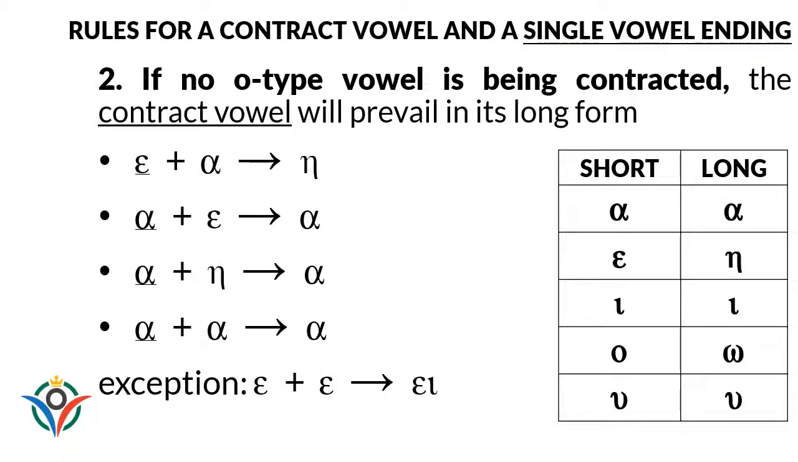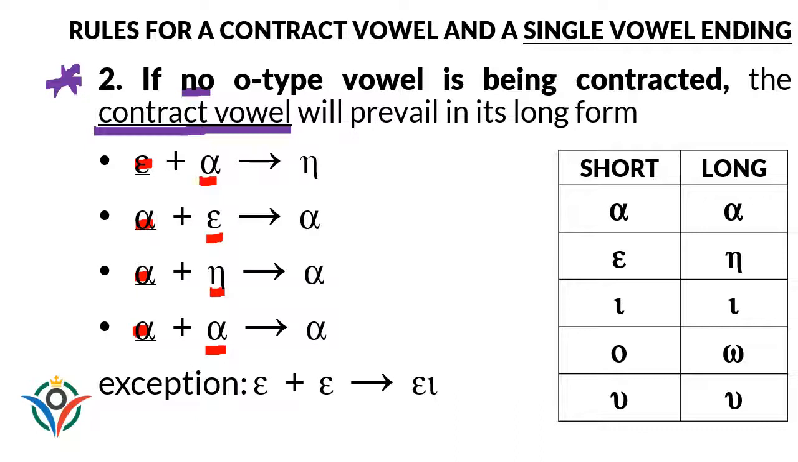The second part under the rules for a contract vowel and a single vowel ending is if no O-type vowel is being contracted, the contract vowel will prevail in its long form. Okay, so remember the first vowel is always the contract vowel. So it is going to prevail in its long form because there is no O-type vowel which is being contracted. Right, so all these examples here are not O-type vowels. So let's see what happens.